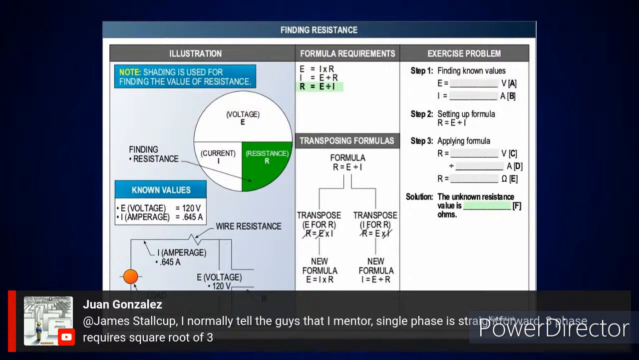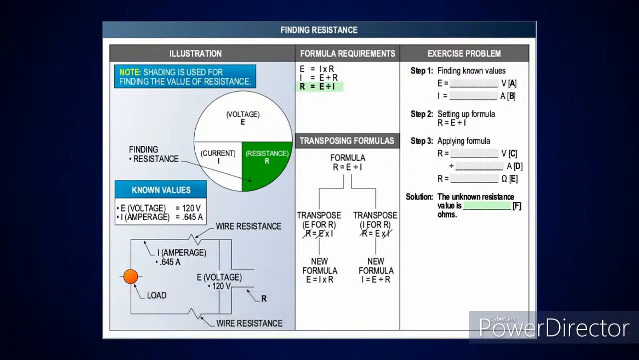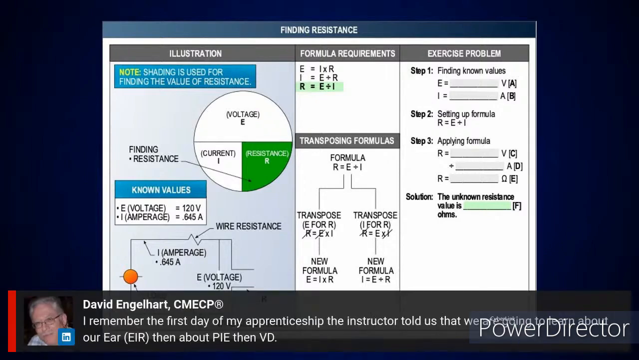Looks like Juan has something to tell you. He normally lets the guys he mentors know: single phase is straightforward, 3-phase requires a square root of 3, which is 1.7. Some put 1.73, some put 1.732. We do 1.732. Oh, David remembers the first day of his apprenticeship. The instructor told us that we were going to learn about ear.